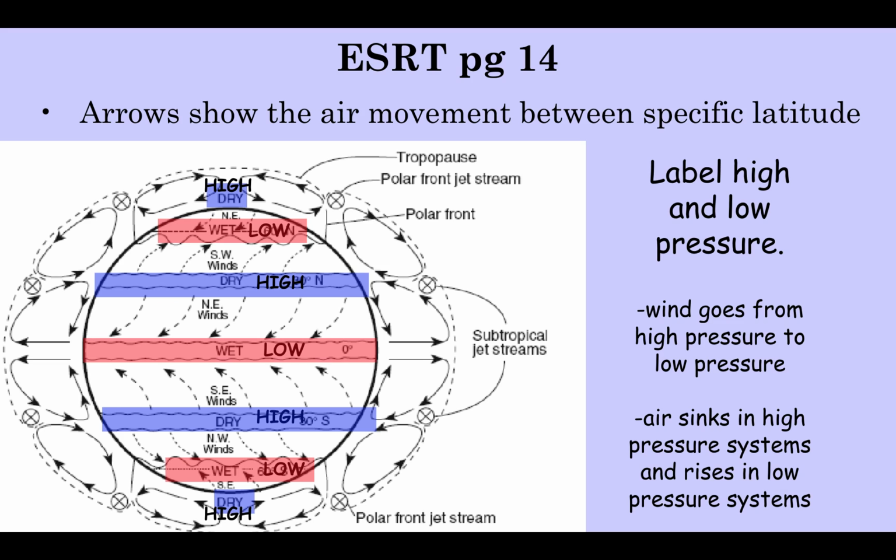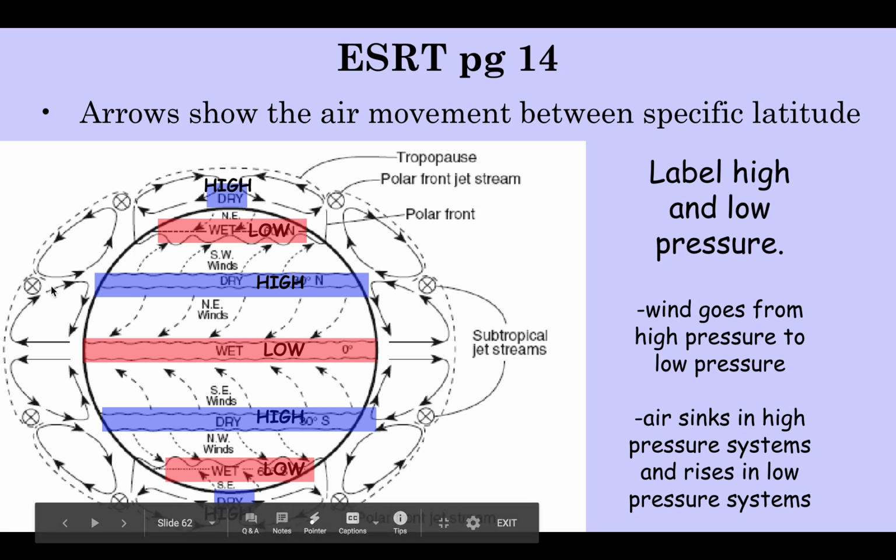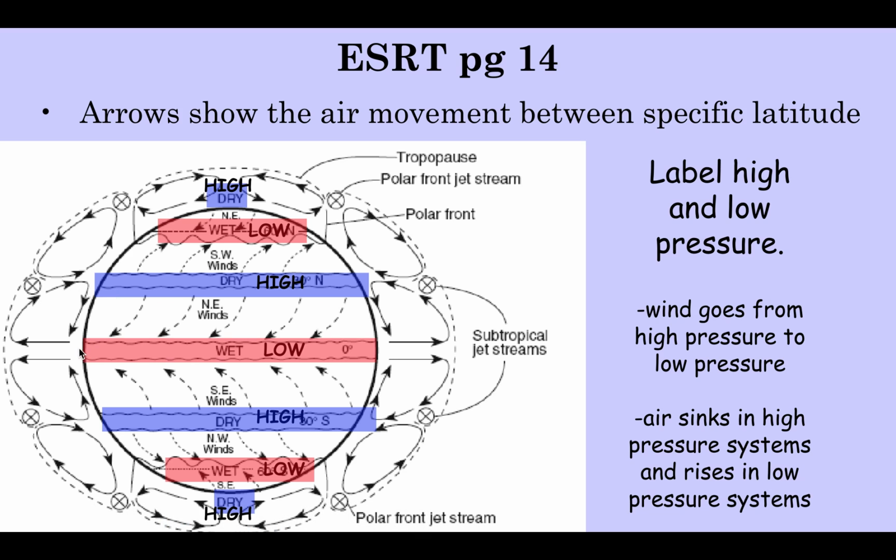We also know that air is going to sink in high pressure systems and rise in low pressure systems. So if we look at these locations where air is sinking in the high pressure system, we can see it's going from the air sinking down towards the earth. In low pressure system, the air rises away from the surface of the earth.